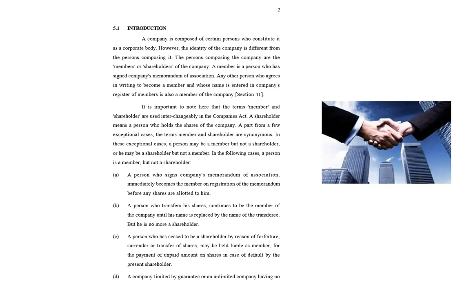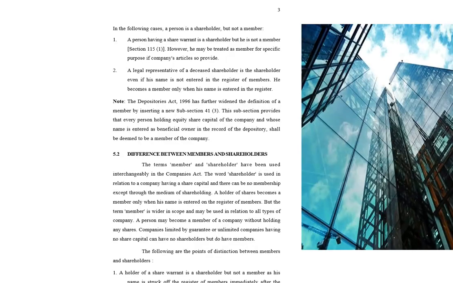So before any shares are allotted to him, he becomes a member. A person who transfers his shares continues to be a member. A person who ceases to be a shareholder for any reason may in future be held liable as a member. A company limited by guarantee may have no share capital, and will have members but no shareholders. A person having a share warrant is also a shareholder. And the difference between members and shareholders.